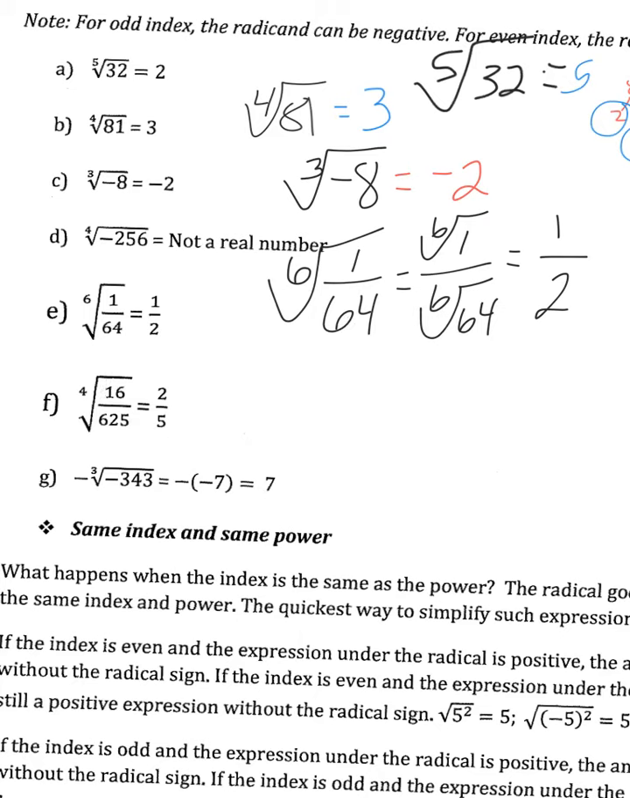We're going to do another fraction down here. The fourth root of 16 over 625. The fourth root of 16, and like I said before, kind of a trick for doing fourth root is to do square root, then square root again. The square root of 16 is 4, because 4 times 4 is 16. The square root of 4 is 2. So the fourth root of 16 is 2. So the numerator up here will be 2.